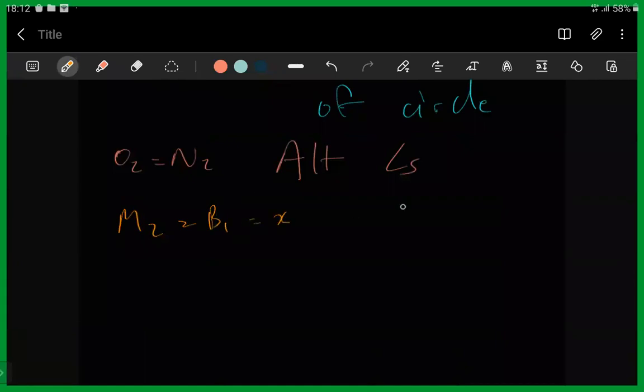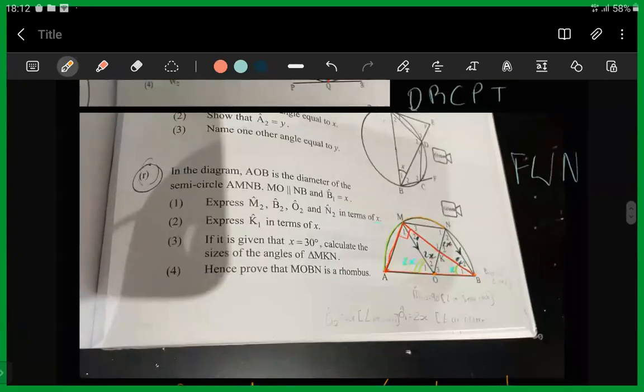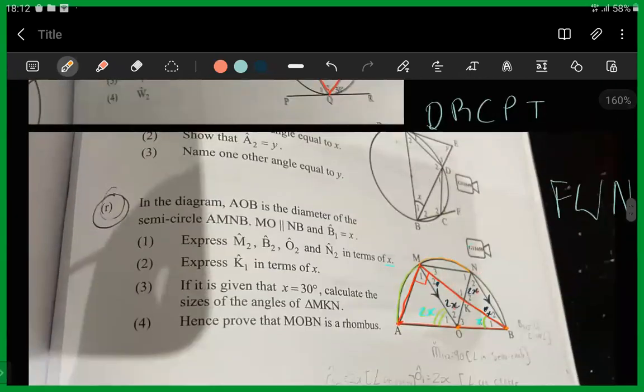We can even say it's equal to X. The reason will be, now let's just use the B2 one, because it's more straightforward and more streamlined. The reason here is just alternating angles. There we go. So, yeah, that's a lot, but it's fine.